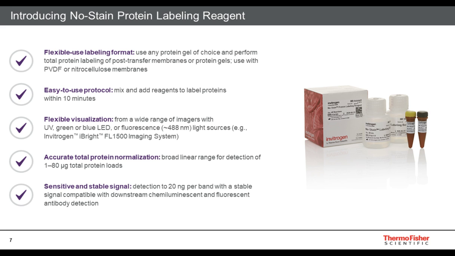The reagent provides accurate total protein normalization results with broad linear range for detection of 1 to up to 80 microgram of protein loads, which is really a very high protein load for a gel to handle. The reagent is highly sensitive with a detection limit of 20 nanogram per band with a stable signal compatible with downstream chemi and fluorescent antibody detection.